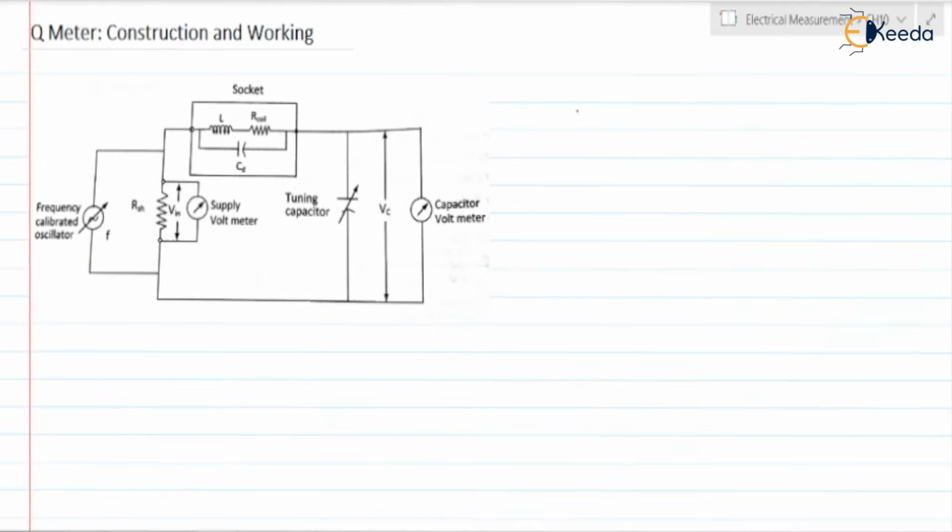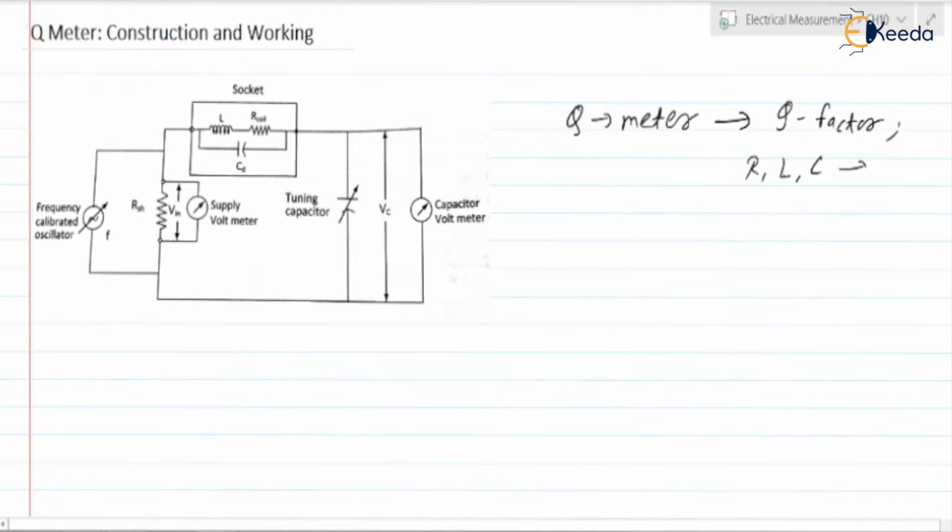So here we have the Q meter, which is used for measurement of Q factor. It is also known as the quality factor, as well as resistance, inductance and capacitance of the coil.